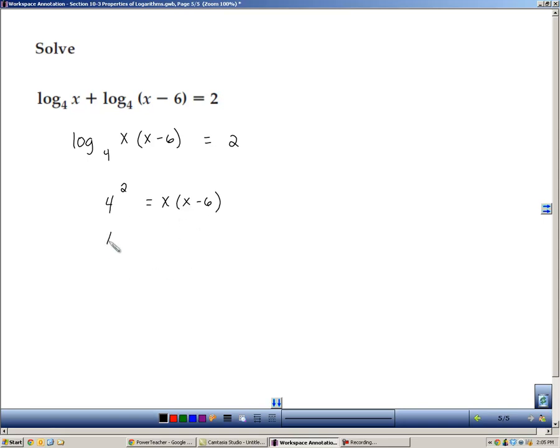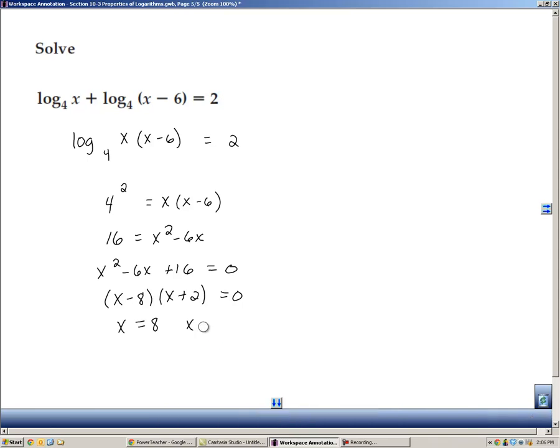And so now I can solve this for x. 16 equals x squared minus 6x. I'm going to bring the 16 over and set it equal to 0. So now I'm looking for two factors of 16 that add to be negative 6. How about x minus 8 and x plus 2? Using the diamond here. So I can see that x is going to equal 8, or x is going to equal negative 2.